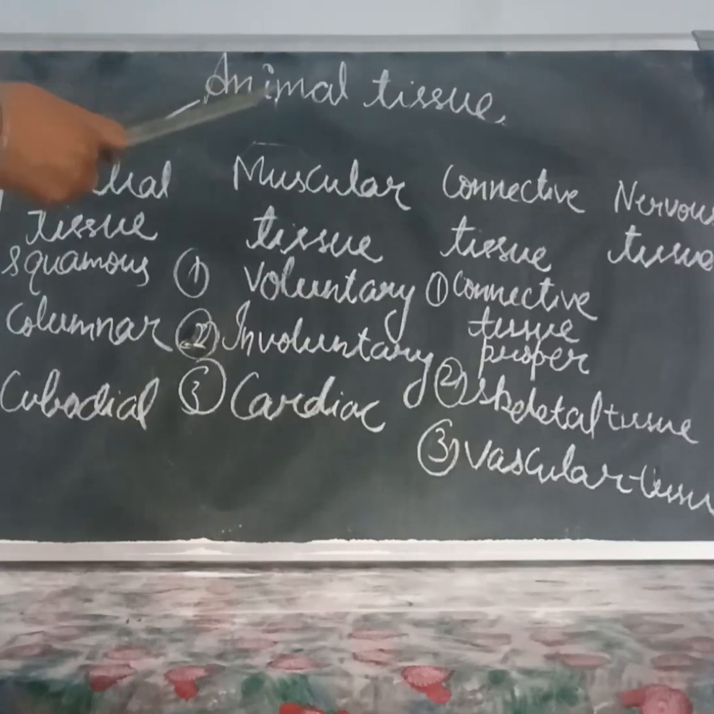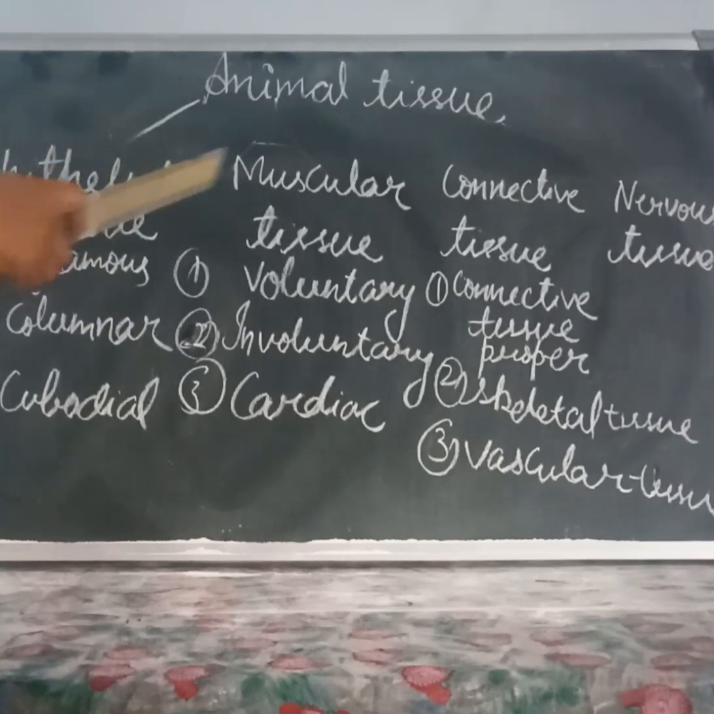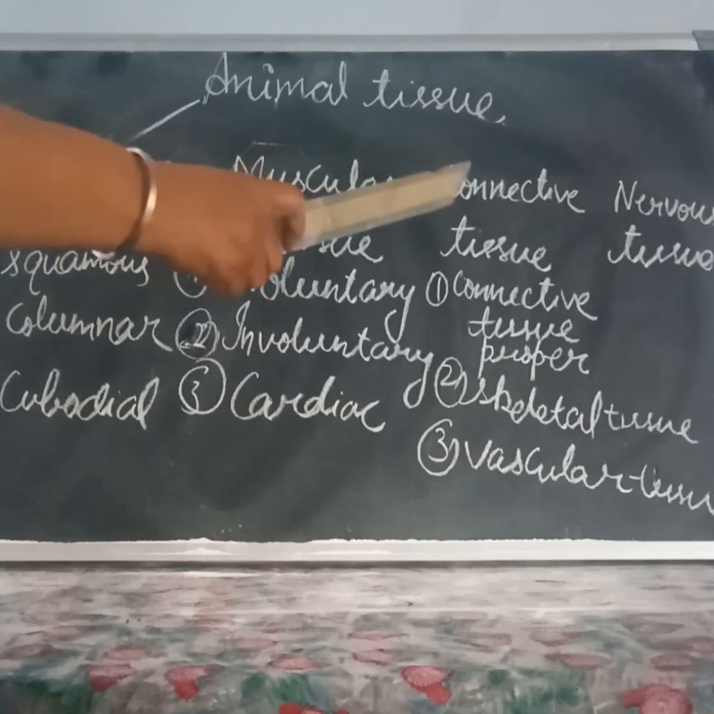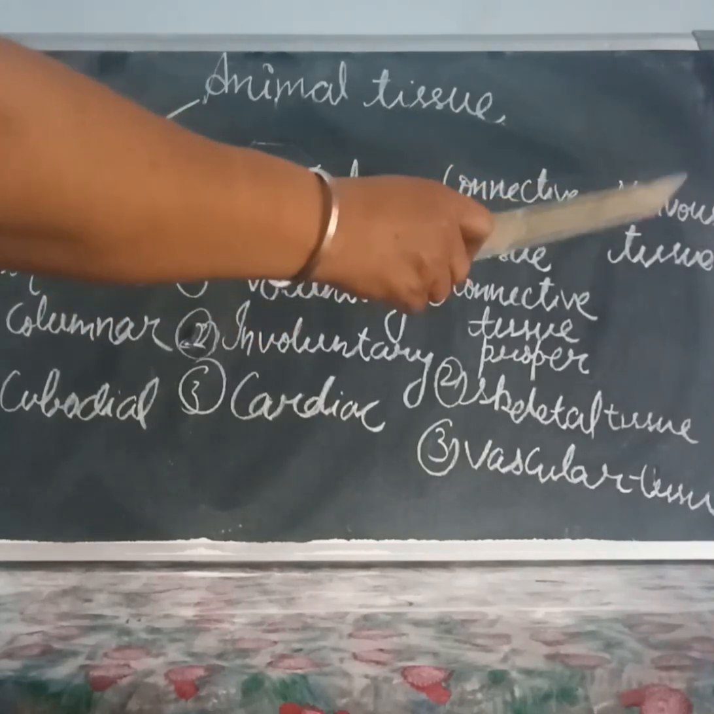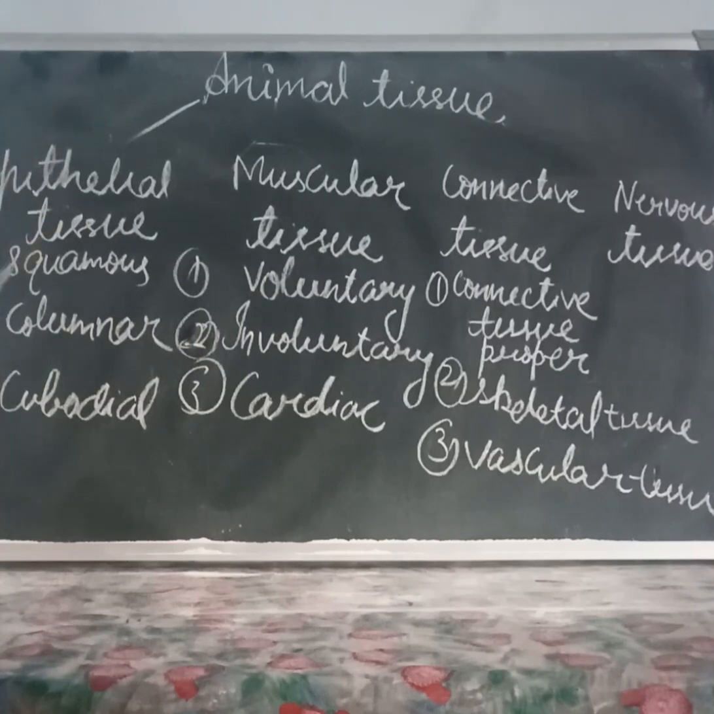We are talking about the animal tissue. Multicellular animals are made up of four tissues. The first one is epithelial tissue, second is muscular tissue, third is connective tissue, and fourth is nervous tissue. Again, the epithelial tissue has three types: squamous epithelium, columnar epithelium, and the cuboidal epithelium.